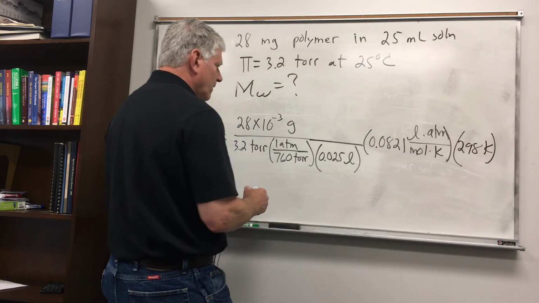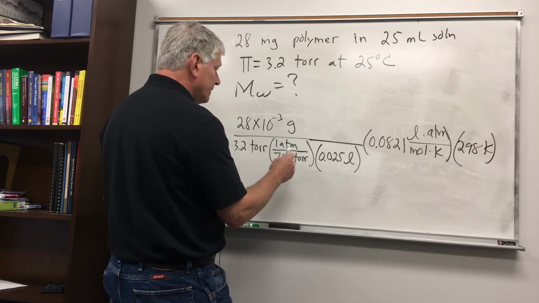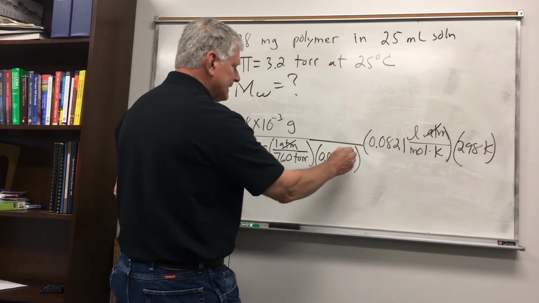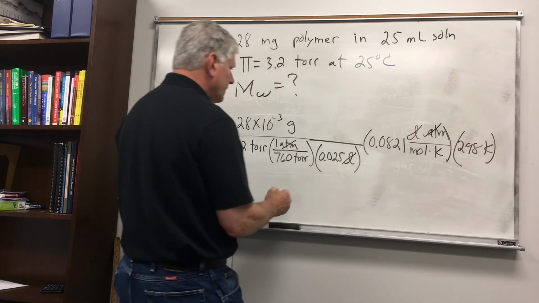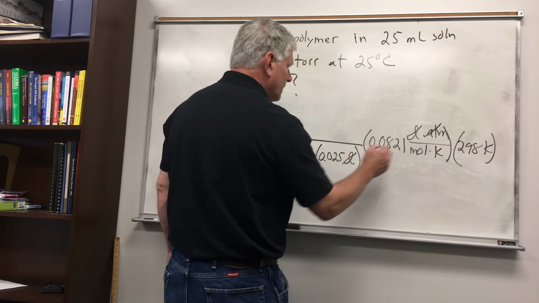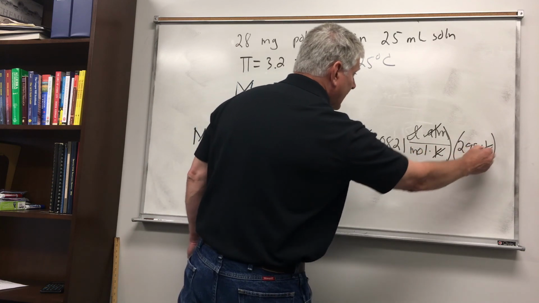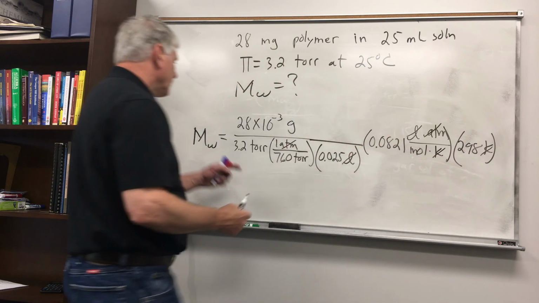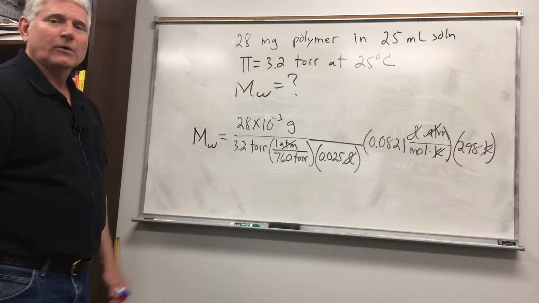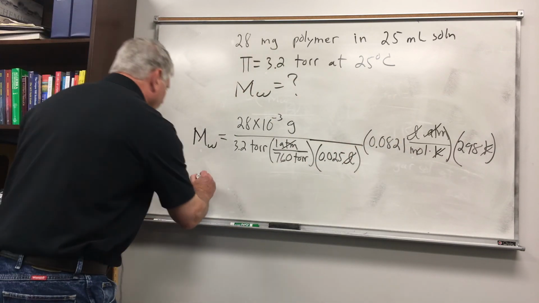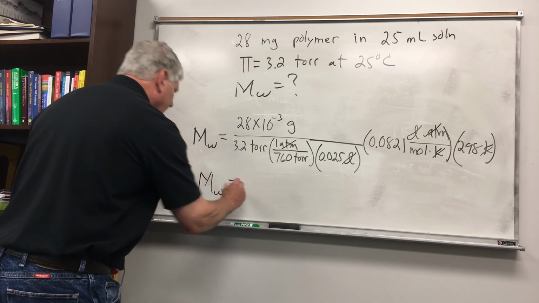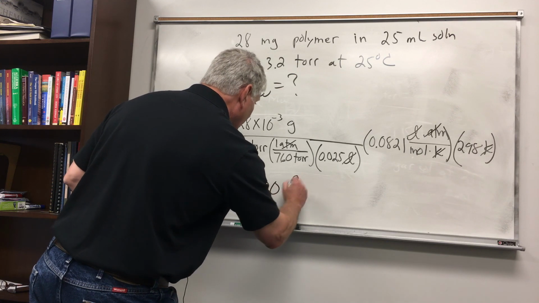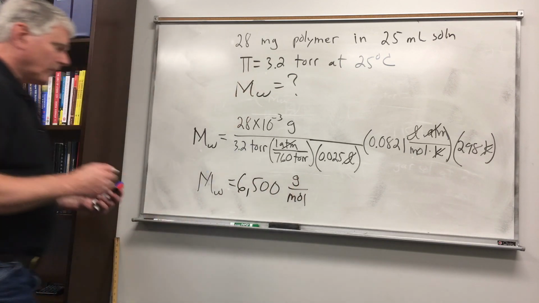So we'll go with our units. Atmospheres cancels, liters cancels, Kelvin cancels, and we're left with grams per mole. And we want to know the molecular weight, so that's grams per mole. So the molecular weight of our polymer is equal to 6,500 grams per mole for our polymer.